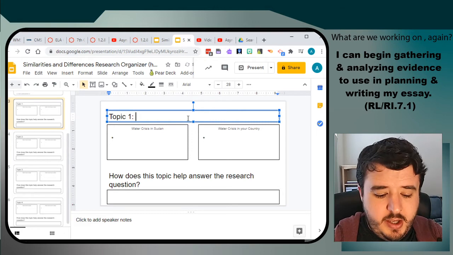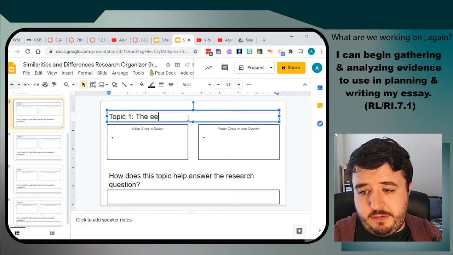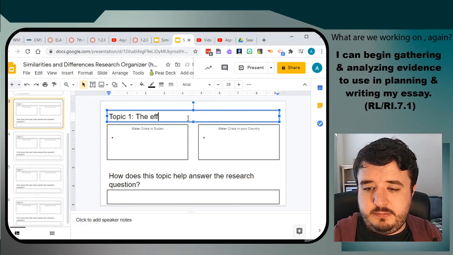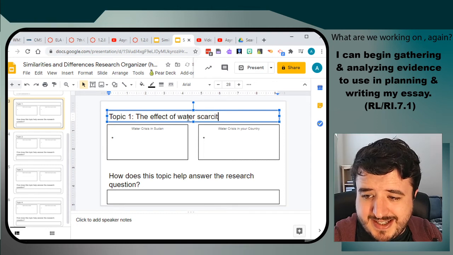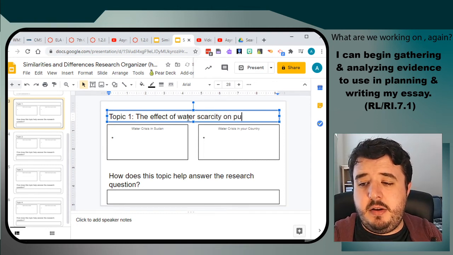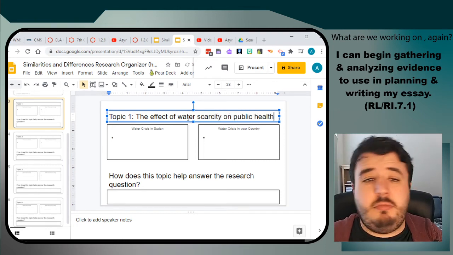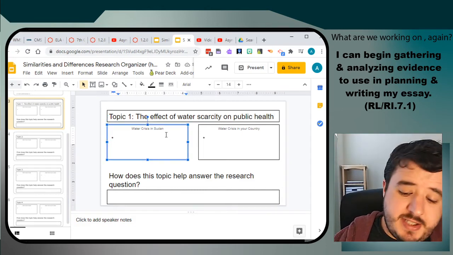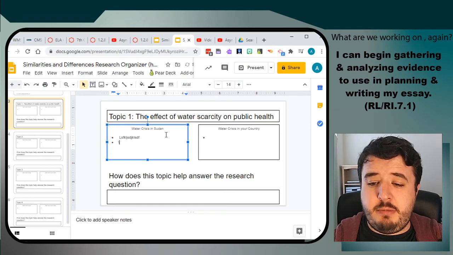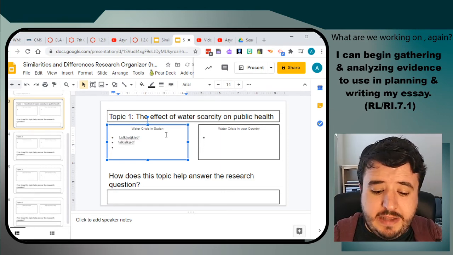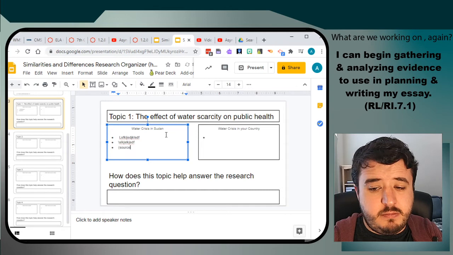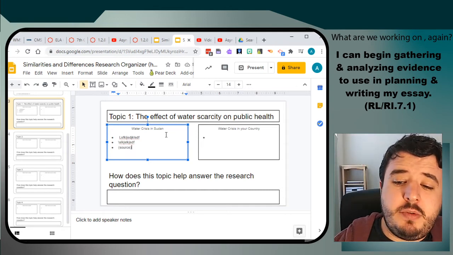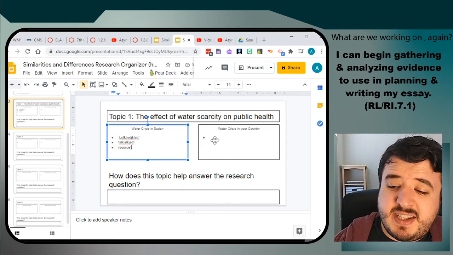For example, it might be the effect of water scarcity on public health. If you researched that, I don't know. Then over here, you would type in stuff that happened in the Sudan around public health, right? And you'd also give me a source, hopefully, right? Tell me where you got your information. You can just put in the link if you want, that's fine.